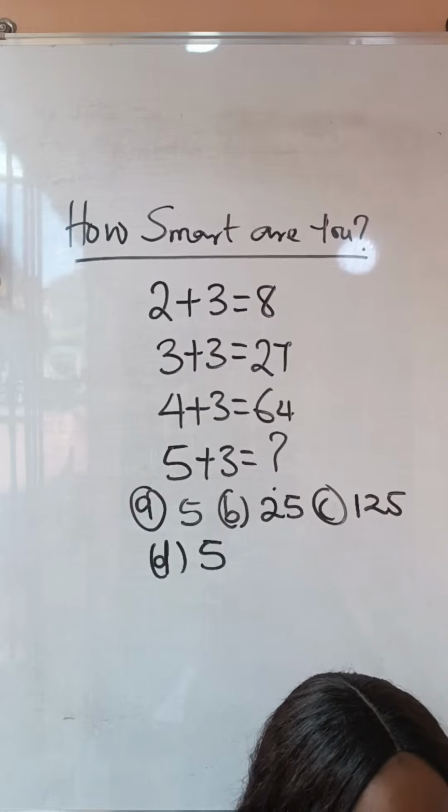5 raised to the power of 3 simply means 5 multiplied by 5 multiplied by 5. And that will give us 5 times 5 is 25. 25 multiplied by 5. So 5 times 5 is 25, carry 2. 5 times 2 is 10, and 10 plus 2 is 12. So the right option is option C.